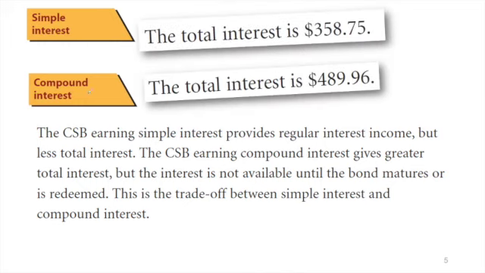If you're looking at simple and compound interest, obviously I just said the total interest for compound interest is higher. Okay, so a CSB earning simple interest provides regular interest income but less total interest. The CSB earning compound interest gives greater total interest, but the interest is not available until the bond matures or is redeemed. This is the trade-off between simple and compound. If you're just wondering a little bit more about the difference, that explains it. Okay, so don't worry too much about that. I'm more concerned about those calculations.